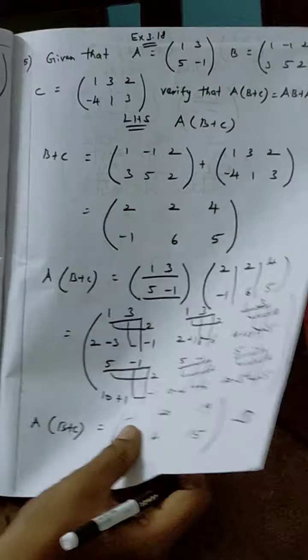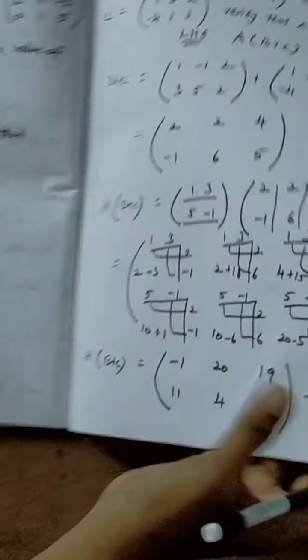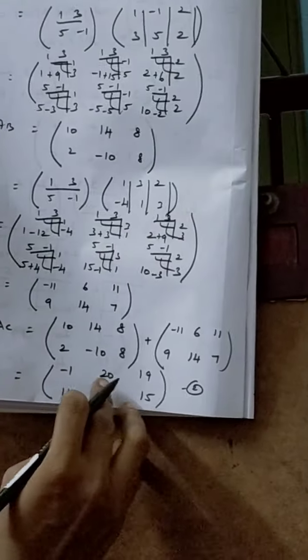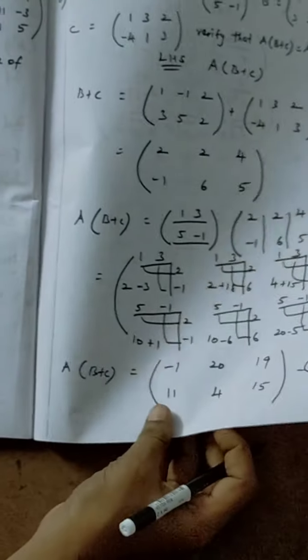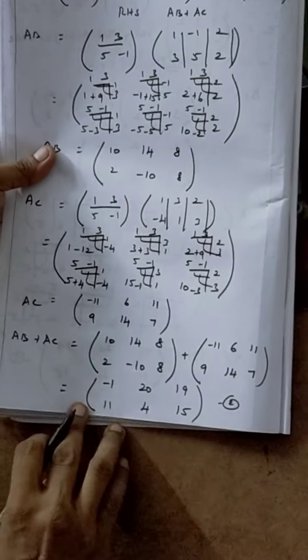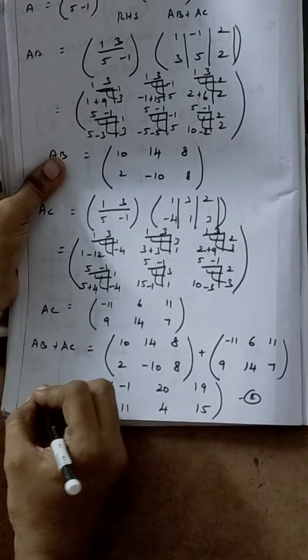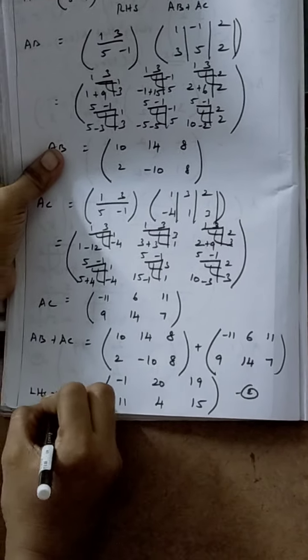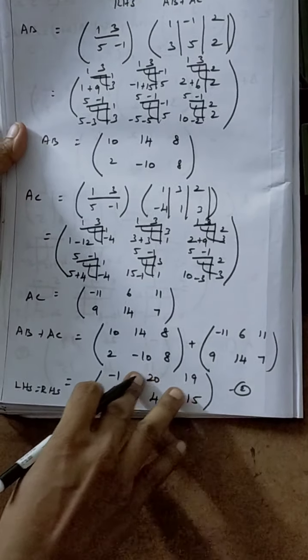See the LHS and then the RHS side. So LHS side: minus 1, 20, 19, and then second row 11, 4, 15. This also: minus 1, 20, 19, 11, 4, 15. So LHS equal to RHS, it is verified.